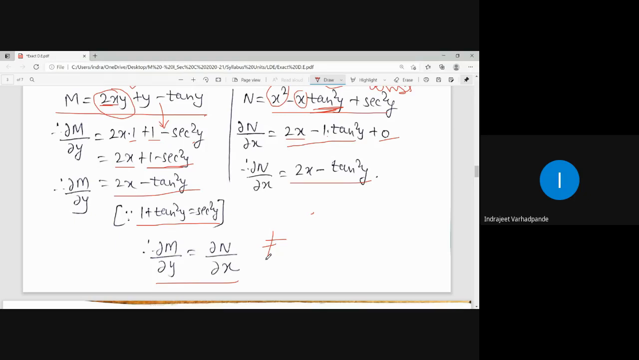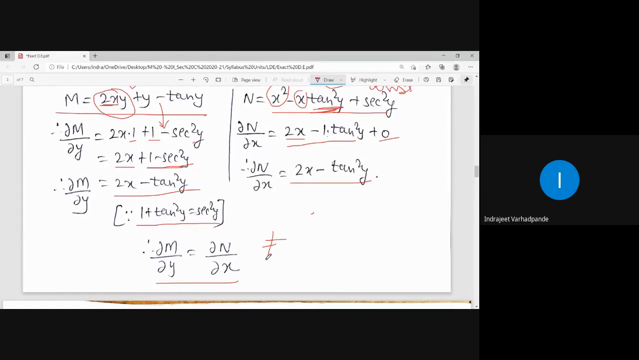What you have to do, you have to find out the value of m and the value of n, and check whether this derivative is equal or not. If it is equal, your answer is: the given differential equation is exact. If it is not equal, your answer is: the given differential equation is not exact. If you are not getting it equal, it might be your calculation mistake.